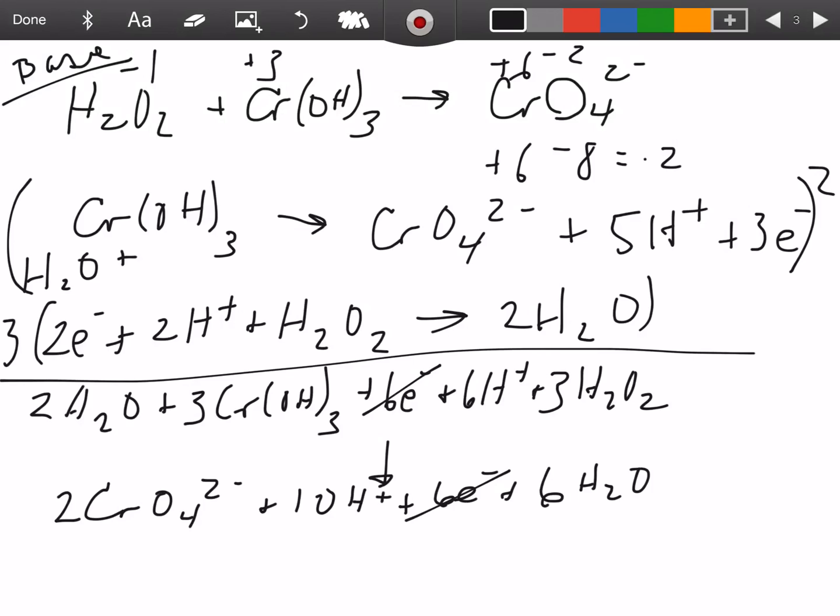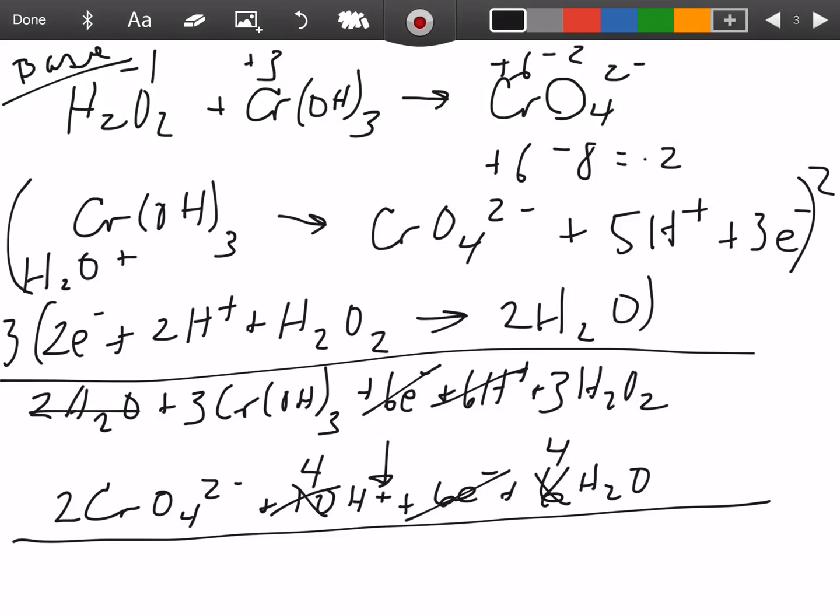We've got 6 protons on one side, 10 protons on the other, so we're going to take out that 10, and we'll put a 4 in for that. And waters, we've got 2 waters here. We're going to take out that 6 and make that a 4. So my overall reaction now says 3 CrOH3 plus 3 H2O2.